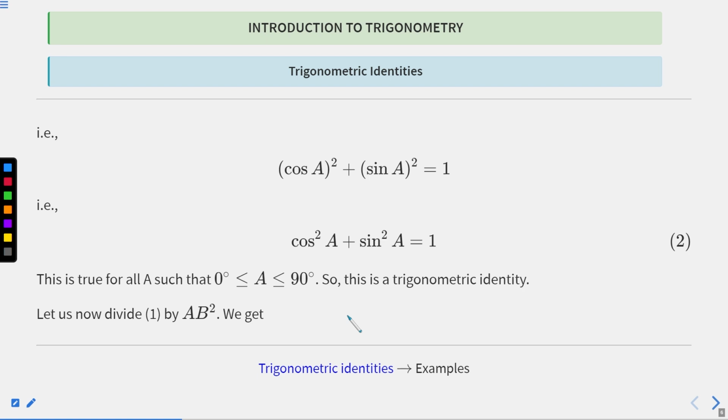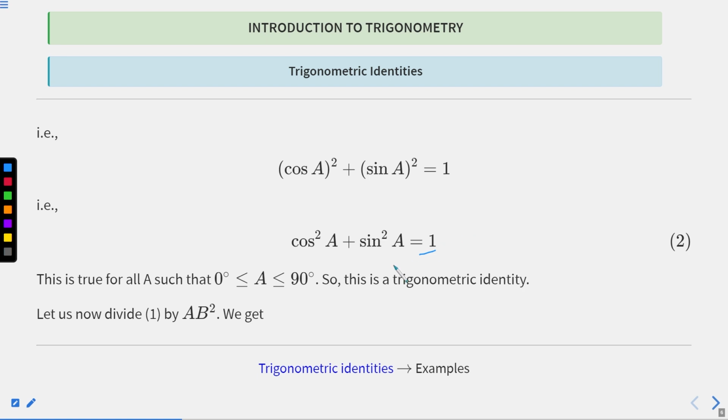So (cos A) whole square plus (sin A) whole square is equal to 1, that is cos square A plus sin square A is equal to 1. Naming this equation number 2, this equation is true for all values of A such that 0 degree is less than or equal to A, which is less than or equal to 90 degree. So this is a trigonometric identity.